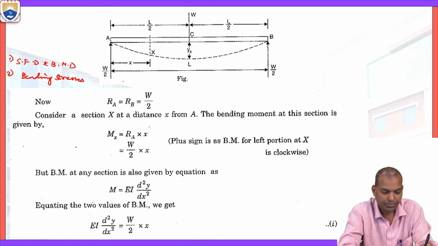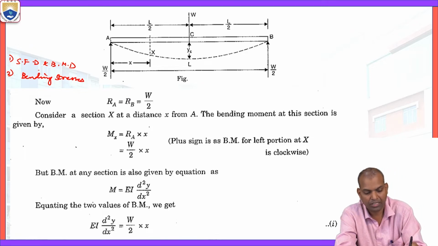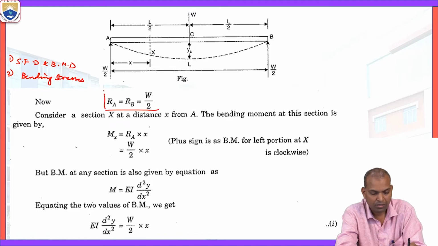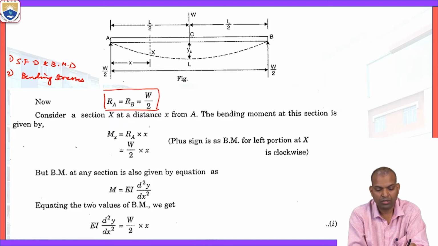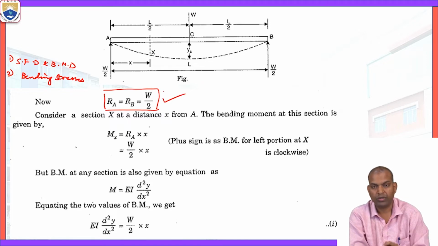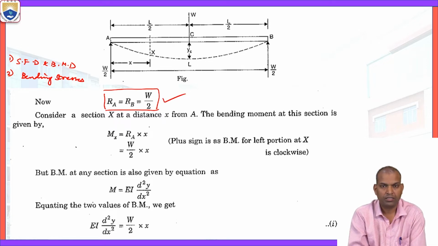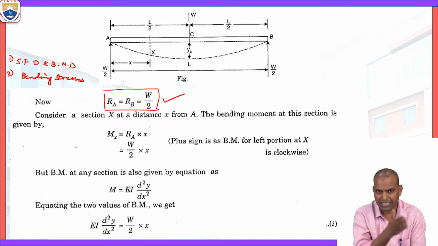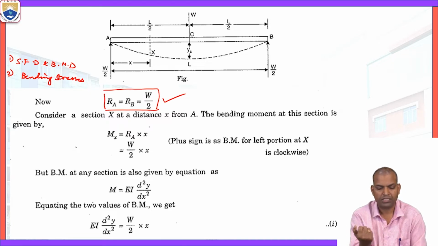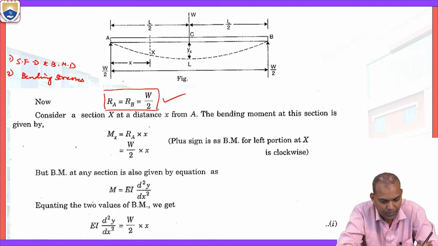Now, from the concepts of shear force and bending moment diagrams, using the shear force sign conventions, we calculated the reactions at support A and support B. That is RA equal to RB, equal to W by 2. Why RA equal to RB here? The load is acting at the center. That load is shared by the two supports because they are at equal distances, so the reactions are equal. That is RA equal to RB.